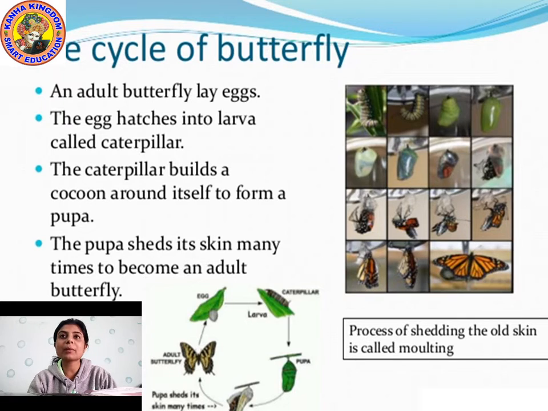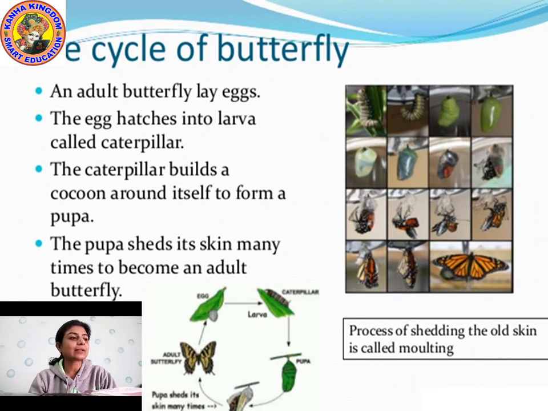What does it form? It forms larva, which is called a caterpillar. The egg hatches into larva, which is also called a caterpillar. C-A-T-E-R-P-I-L-L-A-R, caterpillar. Then this caterpillar builds a cocoon around itself to form a pupa.